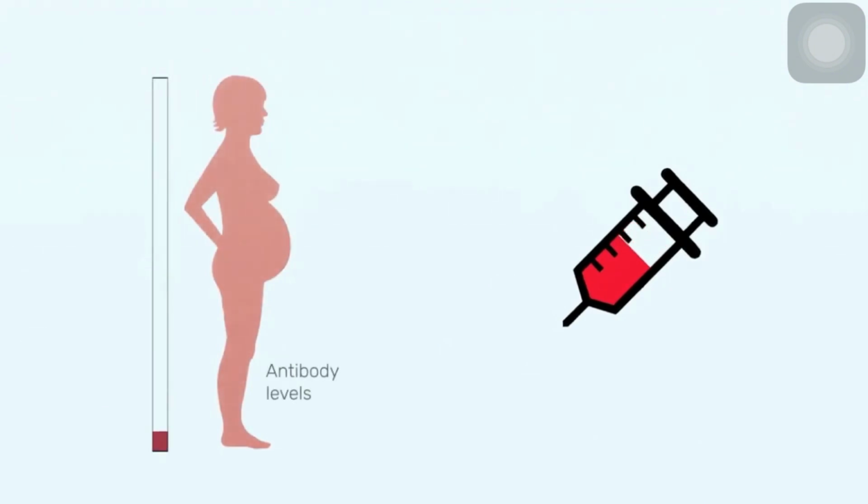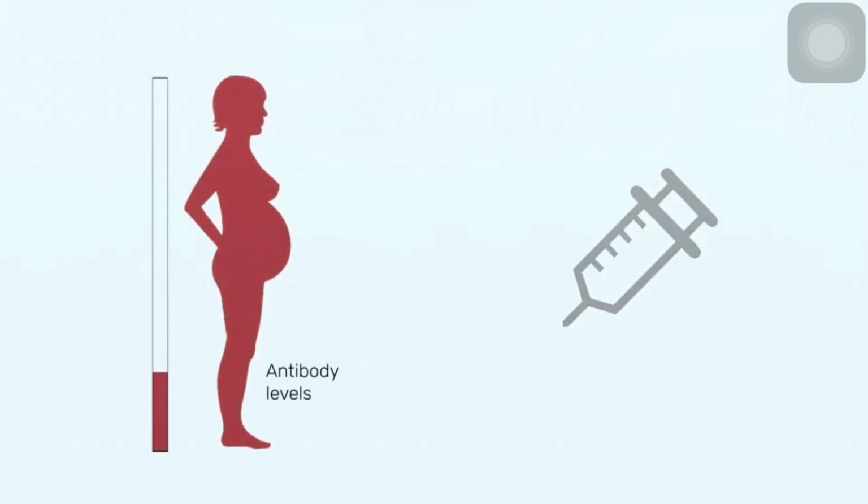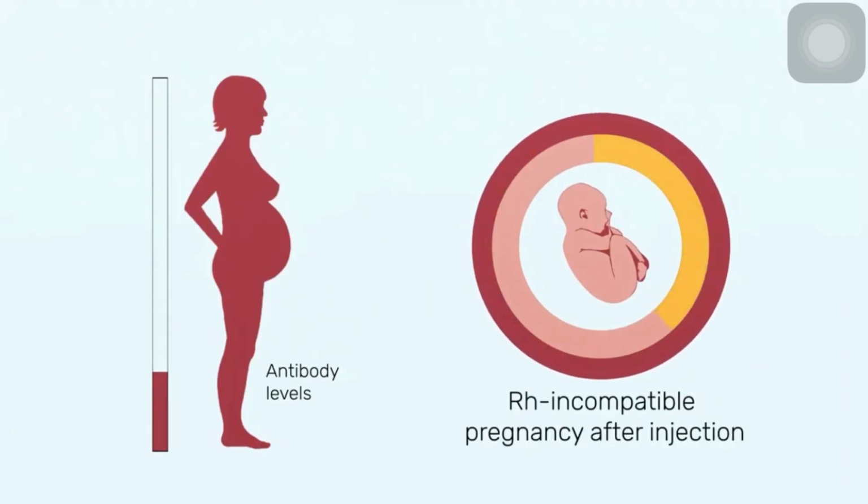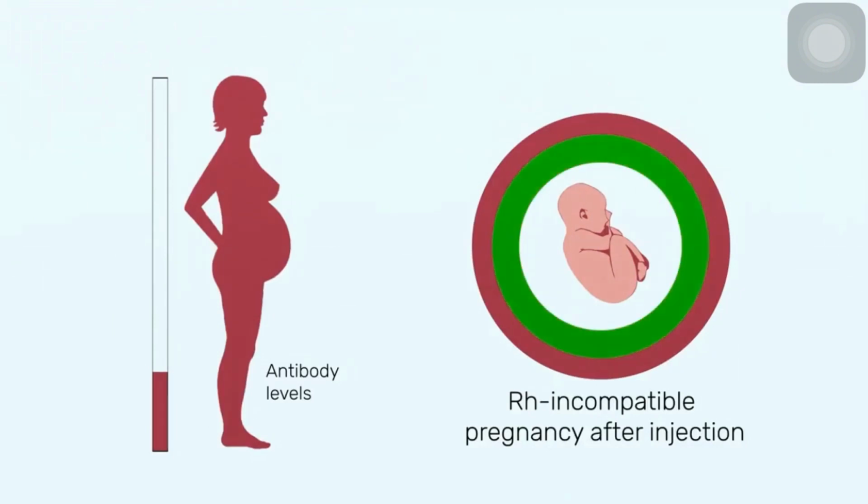This injection is given to women before and after delivery, providing an antibody dose that is too small to hurt the baby, but potent enough to prevent the mother's immune system from reacting. It's as though these antibodies help mask the fetus's red blood cells, making them invisible to the mother's immune system.